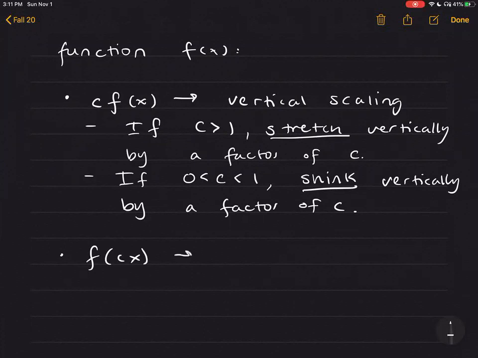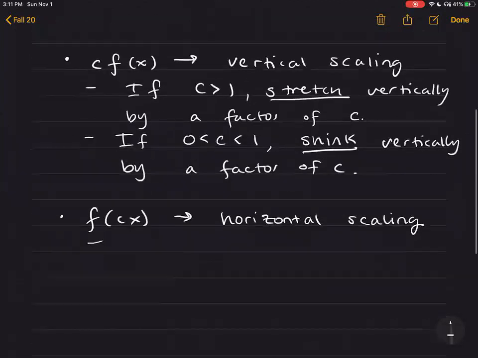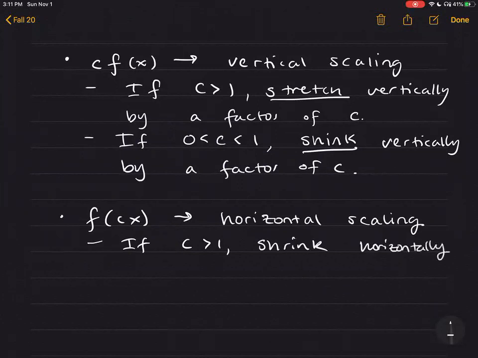Okay. But now if we do f of cx, so if we multiply everything by c inside the function parentheses, that's going to be a horizontal scaling. And the way horizontal scaling works is, honestly, it feels a little backwards. It feels a little counterintuitive, but let's just take a look at it. So if c is greater than 1, this is going to be a shrink horizontally by a factor of, and it's weird here too, it's by a factor of 1 over c, okay?